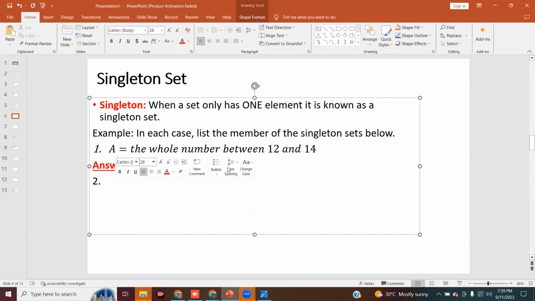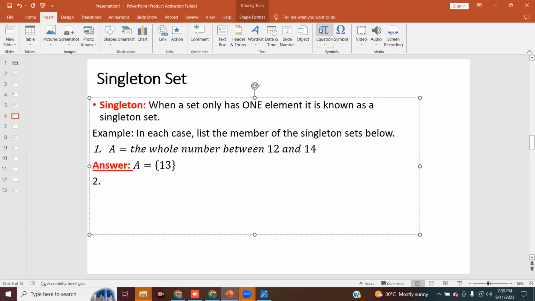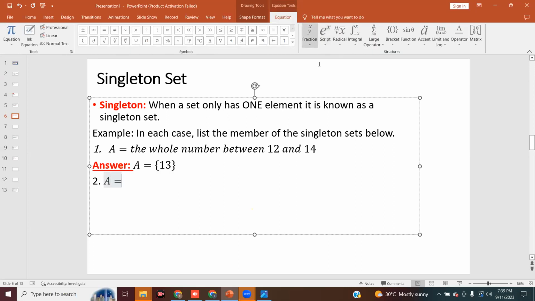All right, number 2, let's say we have A equals. Excuse me, Mr. Petit. I have a question. When you're talking about decimals in a singleton set, how would you demonstrate that? What do you mean? As in, say the decimal between 12 and 14 would be what? That is not a singleton set. Okay. Yes, sir. You understand?